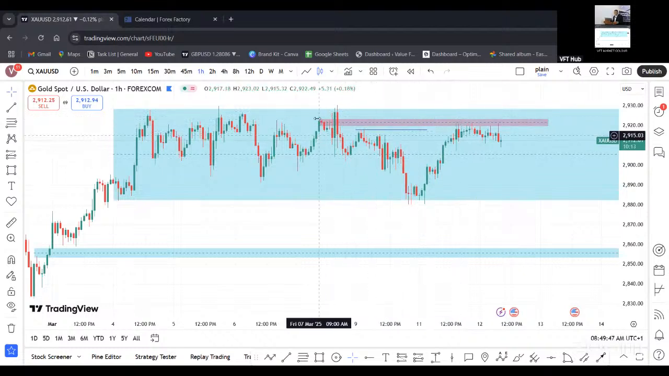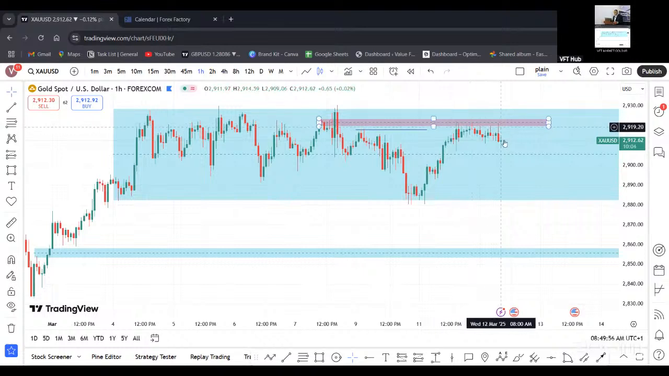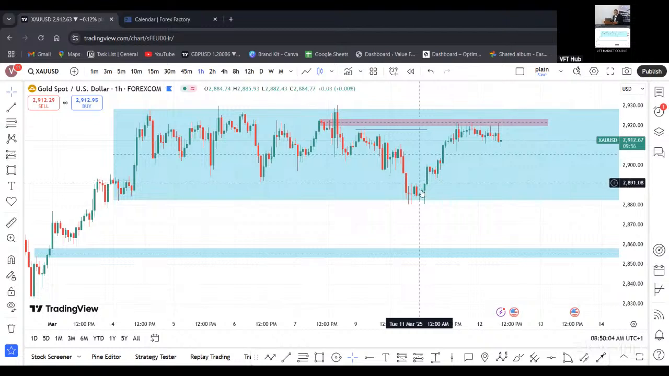So we had the left shoulder here. Price swept it, broke structure to the downside, and then returned to that level. So I'm expecting to see a strong sell of gold from this place. That is around 2920 all the way to 2860. That is where I'm expecting to see gold sell to.